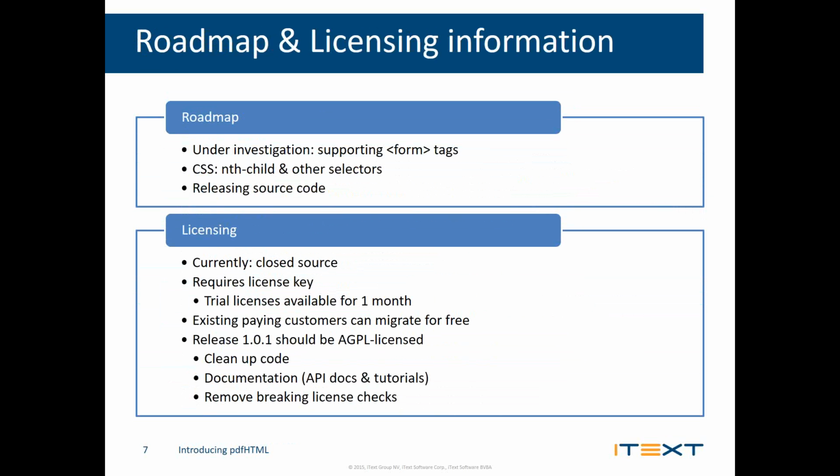Some further information about the roadmap first, and then some licensing information. So what we're now currently investigating, and we hope to release in the next release, are form tags, so form and input fields and checkboxes and buttons, etc. It's possible to render these in PDF, but it requires some changes in iText 7. That's still what we're doing right now. So in our next release, we hope to be able to do this as just HTML in, PDF out.